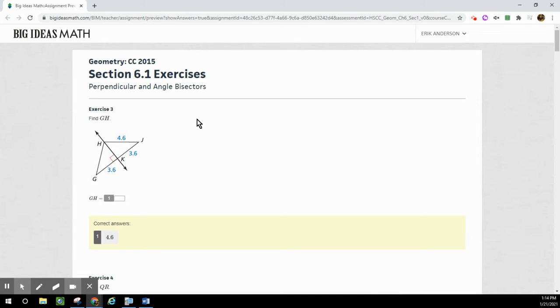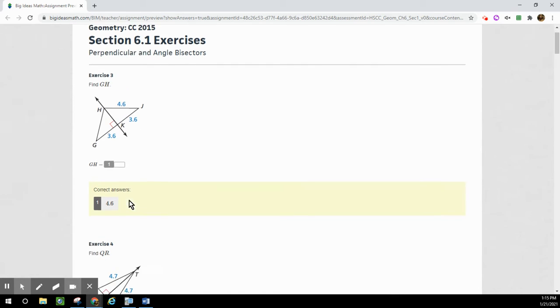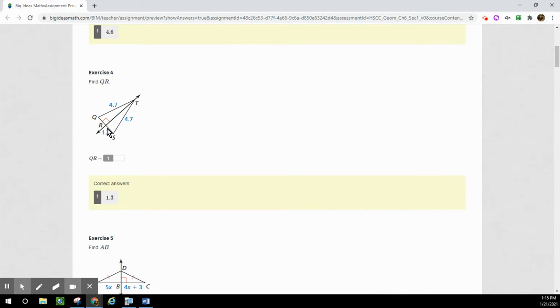Going over section 6.1, angle bisectors and perpendicular bisectors. In exercise 3, we saw that this is a perpendicular bisector, so GH has to be 4.6. And number 4, if these are both 4.7 and this passes through here, this must be a perpendicular bisector, so QR is also 1.3.